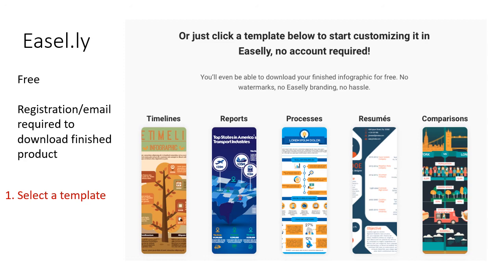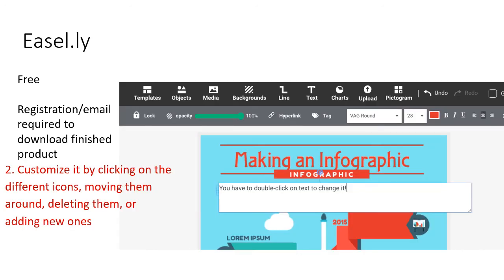So the first thing you're going to do is select a template. And then once you do select a template, you can customize it by clicking on the different icons, moving them around, deleting them, adding new ones. A very important point for using Easely is that you have to double click on any of these boxes to change the text. I kept clicking on things and nothing would happen. You have to double click pretty quickly in a row to be able to edit the information.